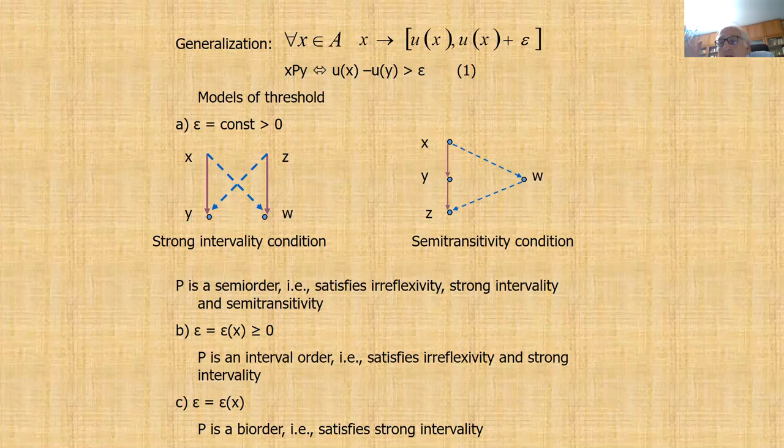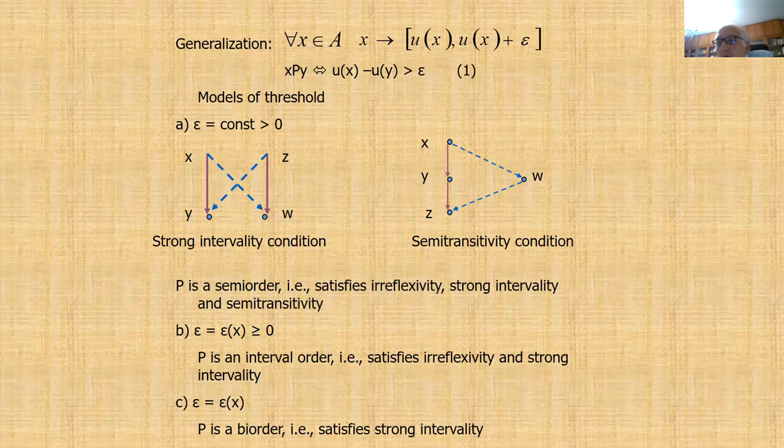We know nothing. You see, there are many other models in which we prescribe, for instance, some probability value, or fuzzy models. But here we know nothing about where the real value is. It is in between u of x and u of x plus epsilon. Yeah. In the semi-transitivity condition, is Y indifferent to W?